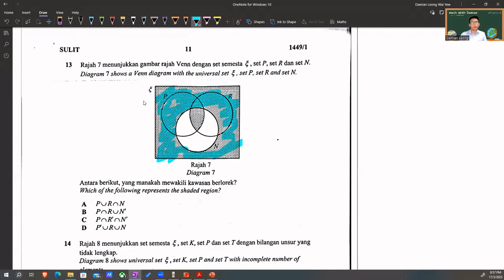If I want to include here as well, basically I can use P intersect R. So P intersect R together with outside of N means union and complement. So remember, plus is union, times is intersect. So P intersect R, which is this part, combined with outside of N. So answer B.